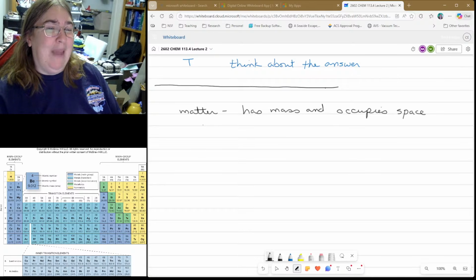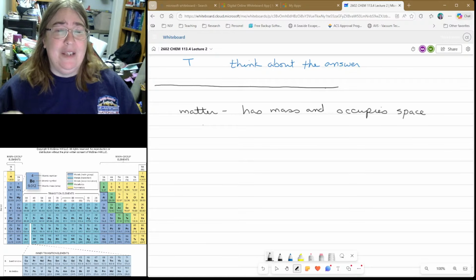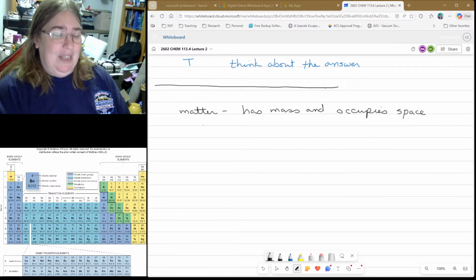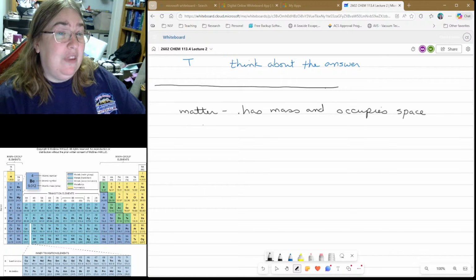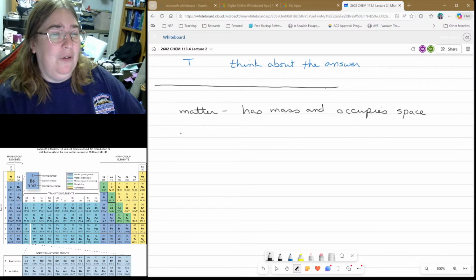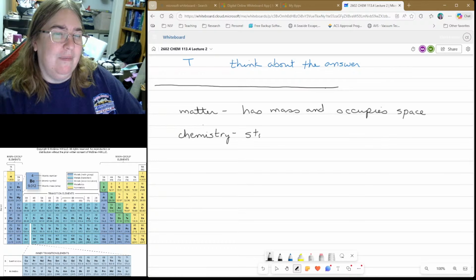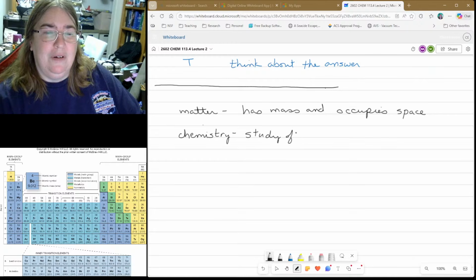So has mass and occupies space actually does account for electrons. So this is a very, very nice definition of matter. It avoids some of the issues that you can have. And then with this definition of matter, you can now define chemistry. They do a pretty good job of that as the study of the composition, structure, and properties of matter.